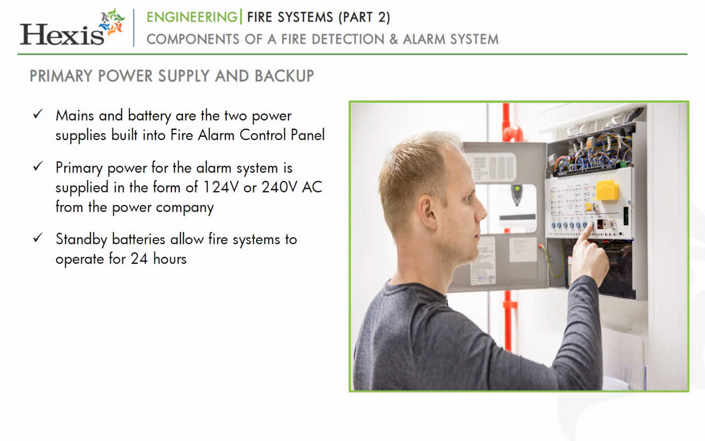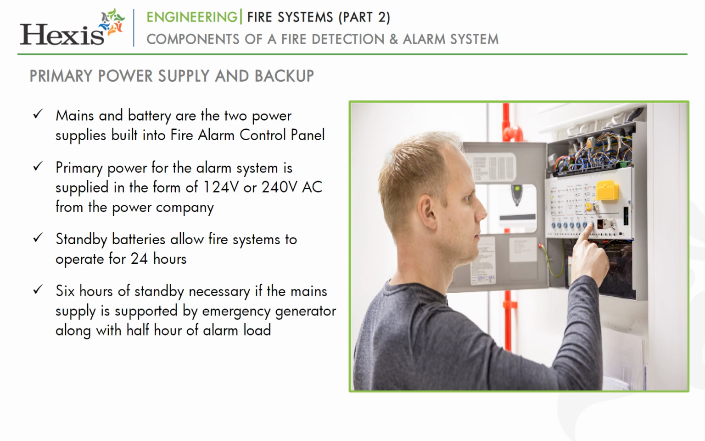Standby or backup batteries must allow the system to operate without mains for 24 hours longer than the building is likely to be unoccupied and then support the sounders for an additional half hour. If the main supply is supported by an emergency generator, then 6 hour standby plus half an hour alarm load is sufficient. All modern fire alarm systems are 24 volts. Standby batteries are invariably of the sealed lead-acid variety, as use of nickel-cadmium batteries is not cost-effective.